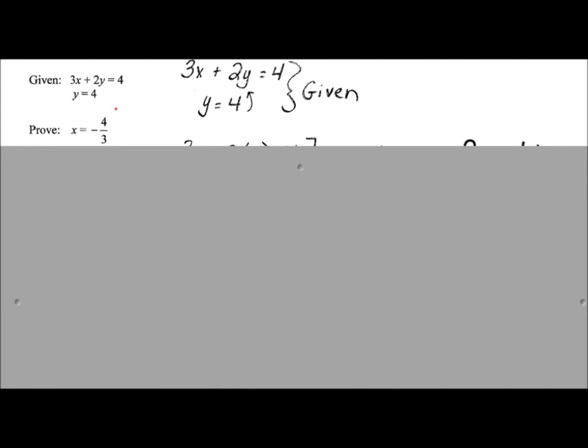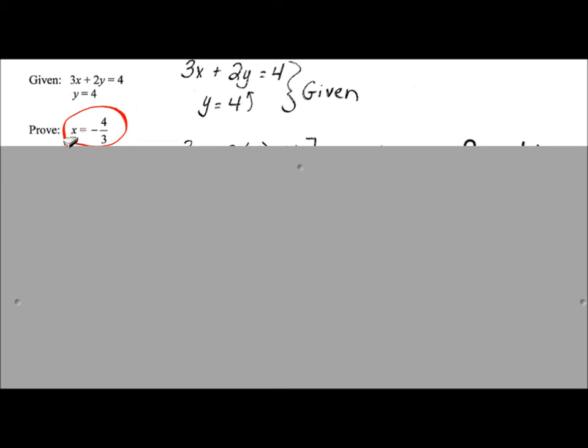Let's take a look at two examples that use substitution property and the transitive property. We're given some information. We're told that we have 3x plus 2y equal to 4, and that we have y equals 4. That's our given information. And we want to prove or end with x equals negative 4/3. So we want to have our ending that has only an x in it. There should be no y's left, nothing like that.